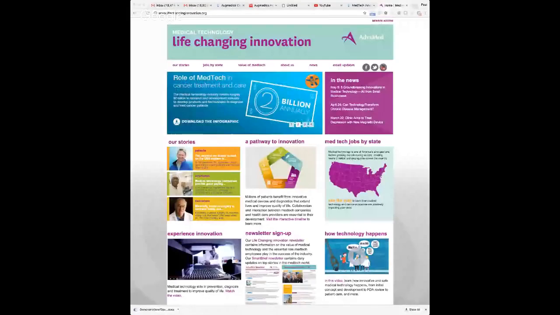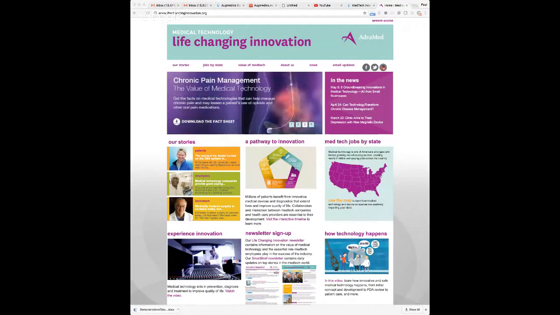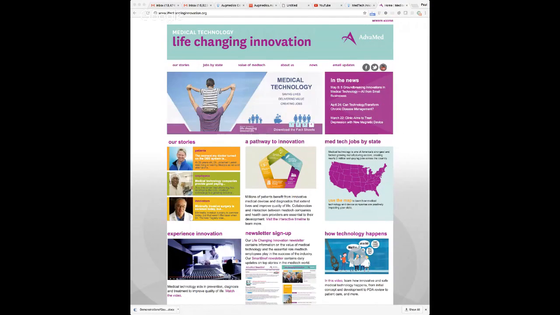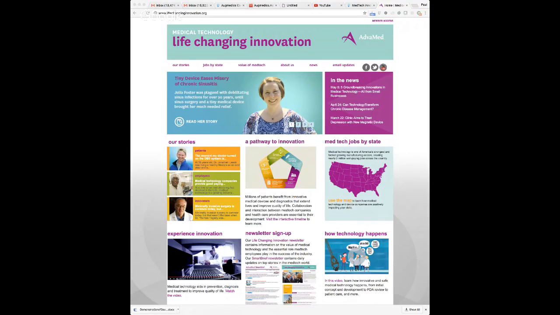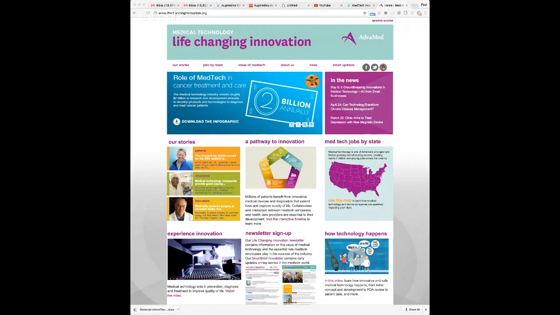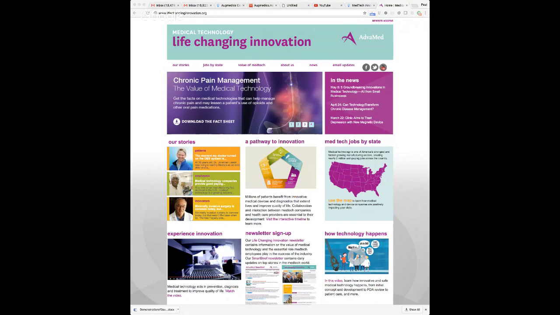I'm going to go back to my screen share, and this is a website that AdvaMed has produced. I don't know if you can see the URL at the top, but it's www.lifechanginginnovation.org, and it's an open website that tells stories about the impact that medical innovation has on lives. So again, life-changing innovation. And the reason I mentioned the website is that they have videos on that site that you can watch. I'm not going to play them now, but you can go through yourself later, lifechanginginnovation.org, and you can watch some of the videos.